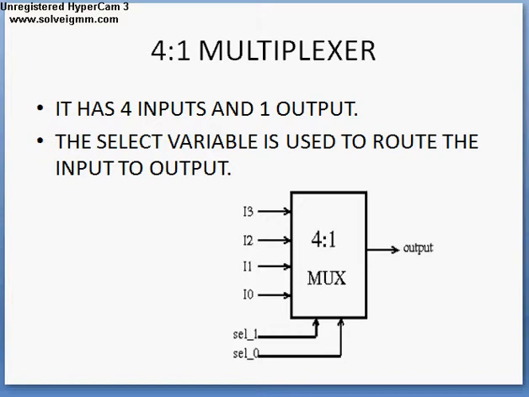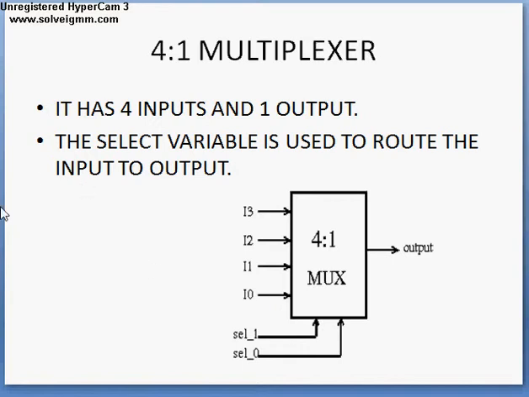I already told you about the introduction and the 2:1 mux. Now we will discuss the 4:1 multiplexer. As its name indicates, a 4:1 multiplexer has 4 inputs and 1 output. It's also a combinational logic circuit which is widely used in digital design, and it routes a particular input to the output depending on the select variable. This select variable plays an important role in routing the particular input to the output.